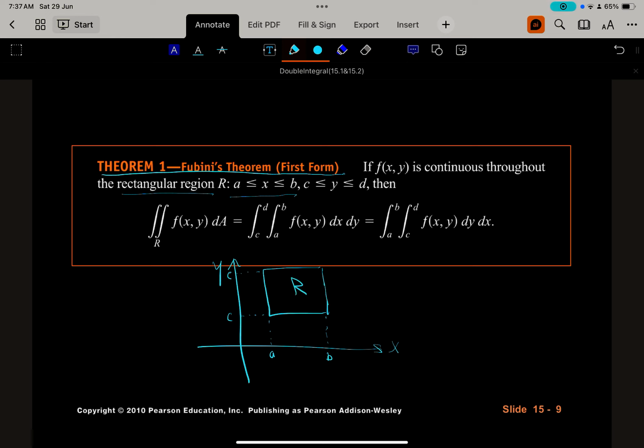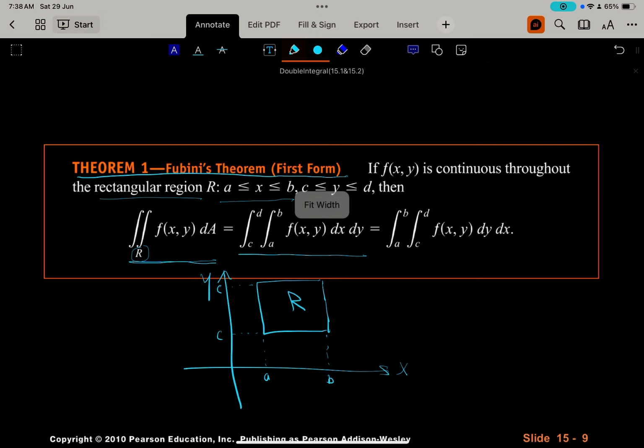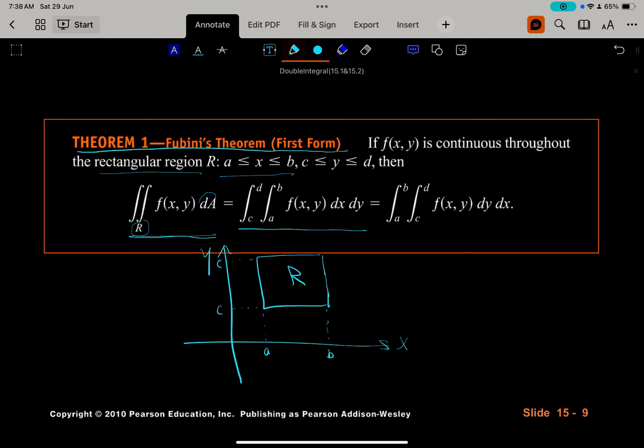So if a function is continuous throughout the rectangular region, then the double integral of f of x, y dA over the region R will equal this double integral. And what is this double integral? Well, let's just break it down. Let's first look at the dA here. As you can notice, this dA became dx dy.